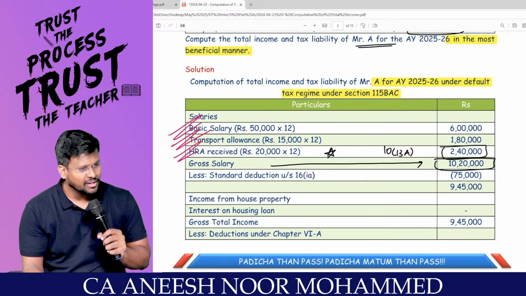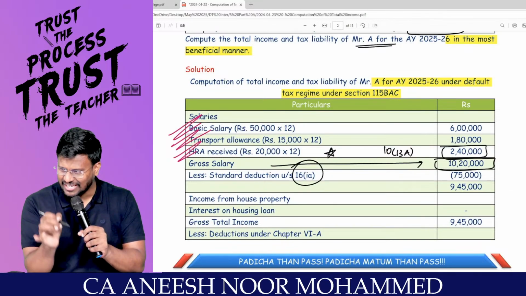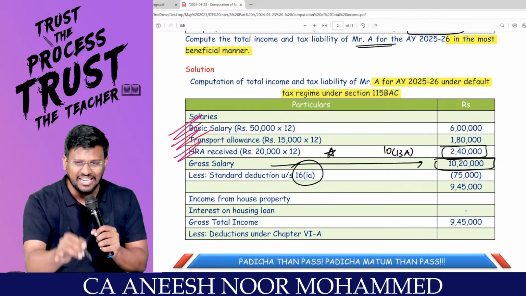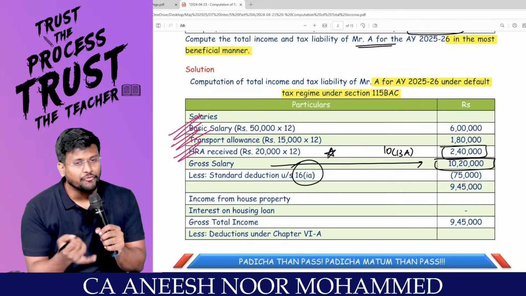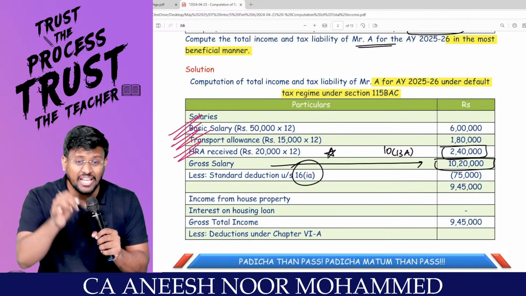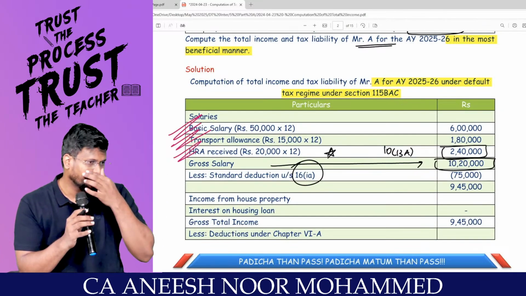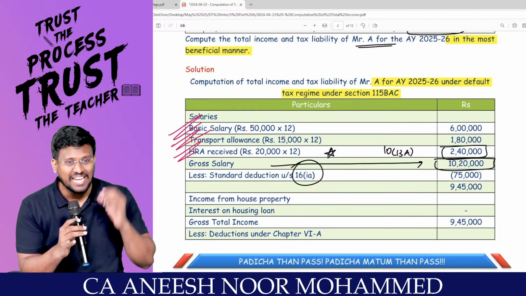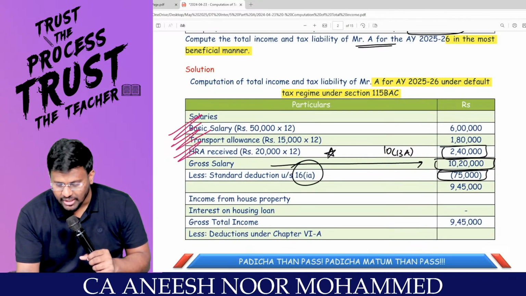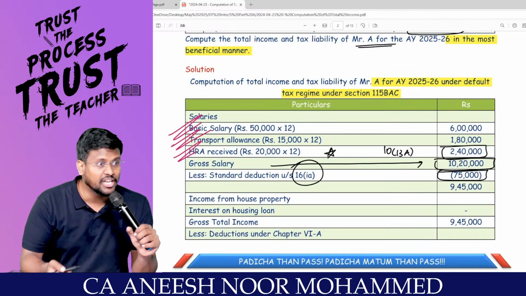And the government is saying that you are entitled to claim standard deduction under 16(1)(a). Only the standard deduction can be claimed under both the routes. But entertainment allowance and professional tax can be claimed only under the optional tax regime, and cannot be claimed under the default one. Clarity. That means a higher standard deduction of 75,000 can be claimed. There only 50,000 can be claimed. Here 75,000 can be claimed.